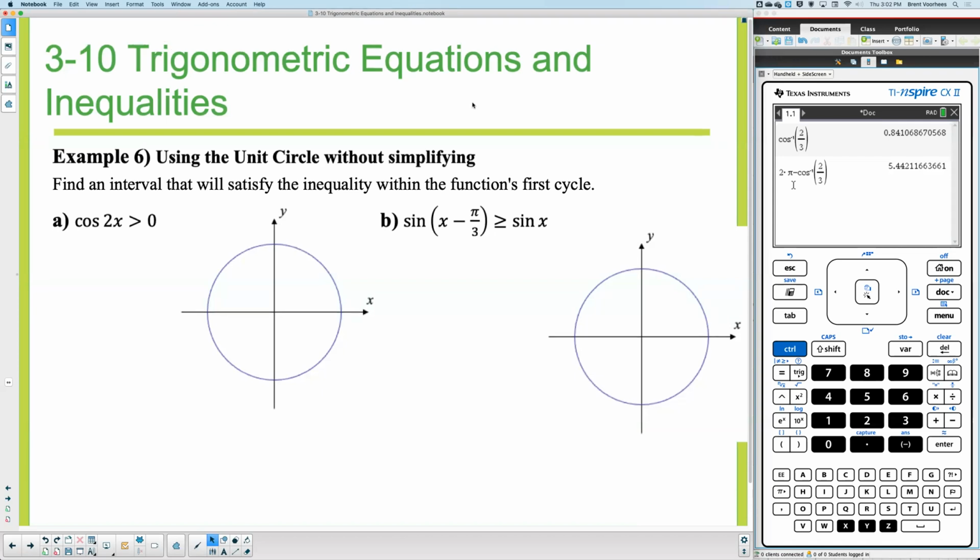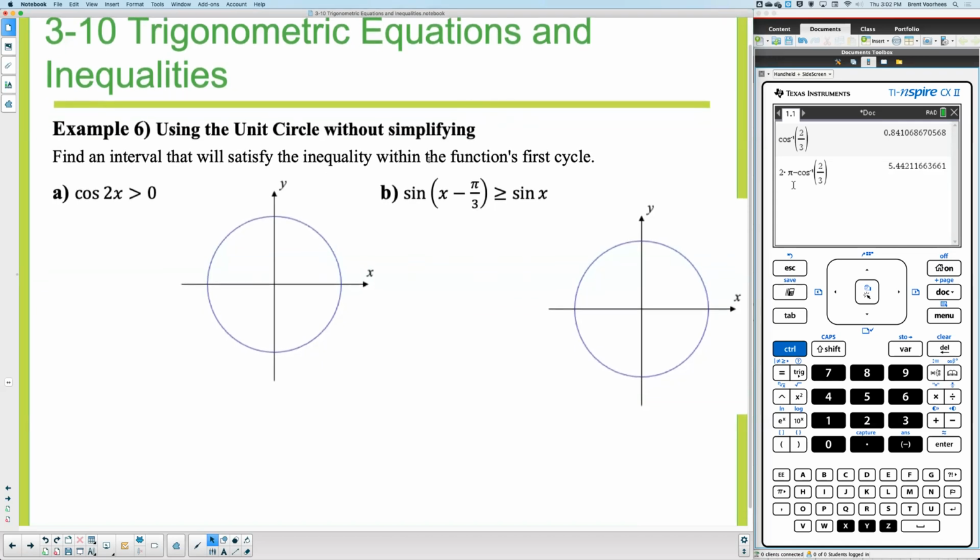All right, now we're going to take a look at example 6. Specifically in example 6, I said there's going to be some shortcuts you start to take. Now, let's do that here. It says use the unit circle without simplifying, meaning I'm just going to look at this and consider. It says cosine 2x is going to be greater than 0. Well, from a unit circle's perspective, the cosine refers to the x values.